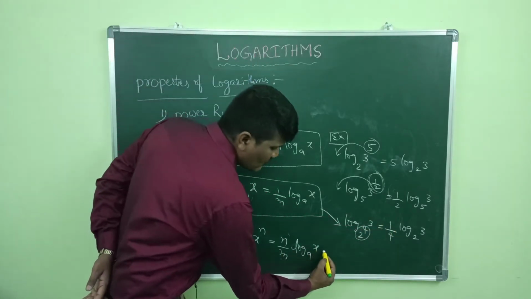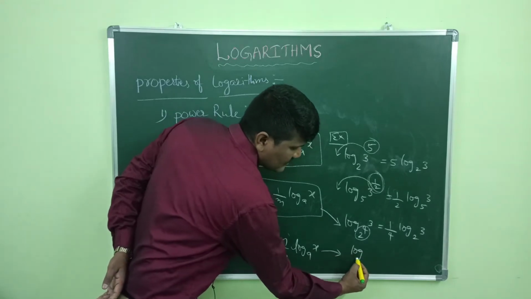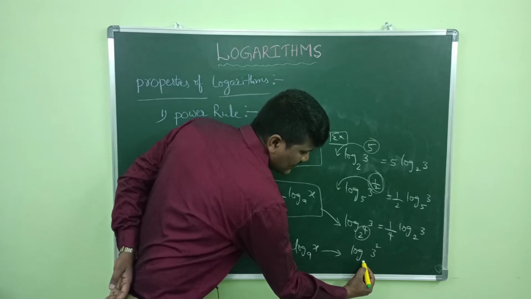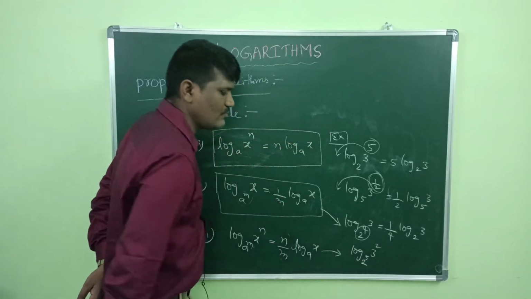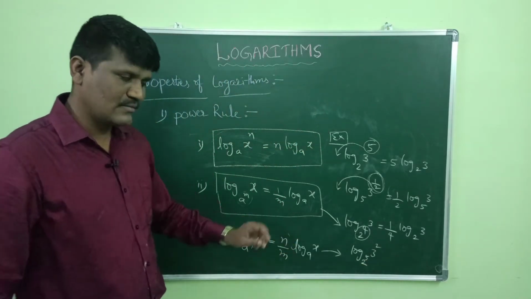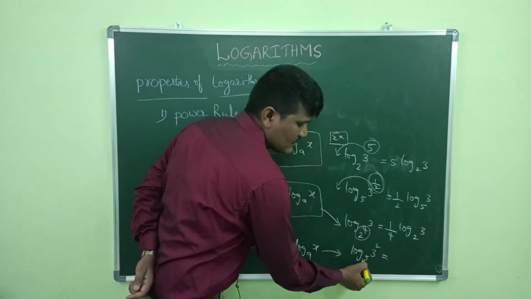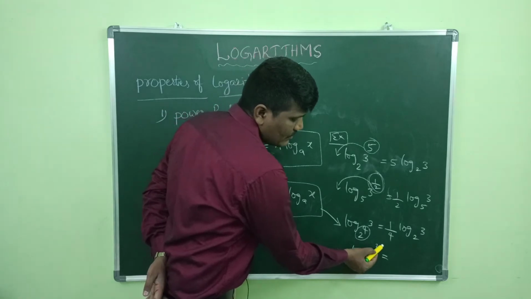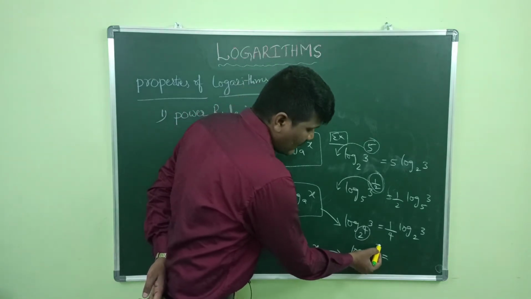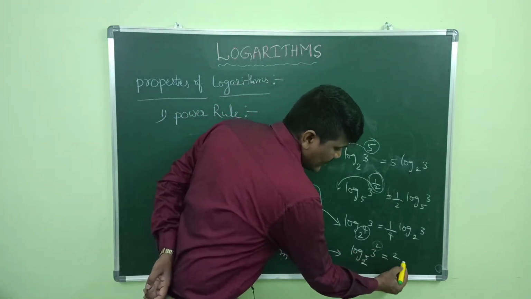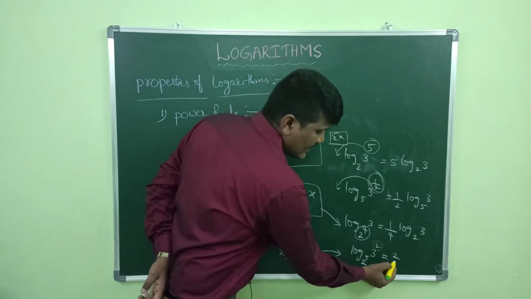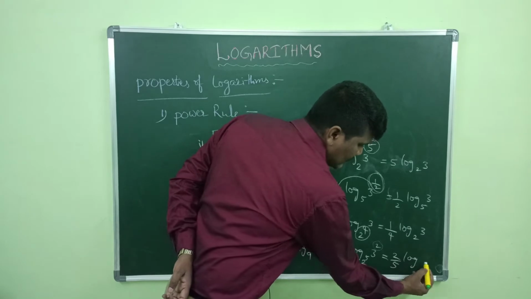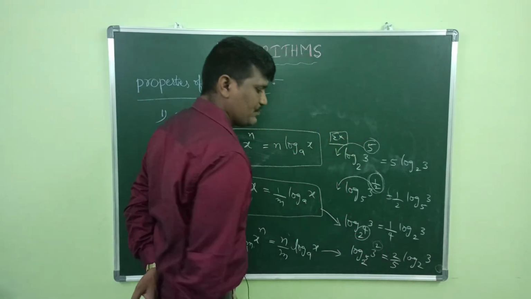Suppose one more example: log 3 square to the base 2 power 5. How will we write this? Log 3 square, base is 2 power 5. The power on the value you should write in the numerator, and the base power you should write in the denominator. So it is 2 by 5 log 3 to the base 2.